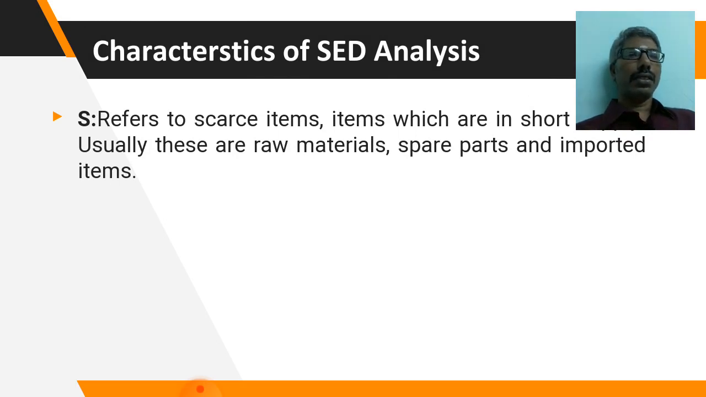According to this group, the materials are grouped as S, E, D. Here S refers to scarce items, that is the first letter of scarce, denoted as S. Items which are in short supply, and usually these are raw materials, spare parts, and imported items.